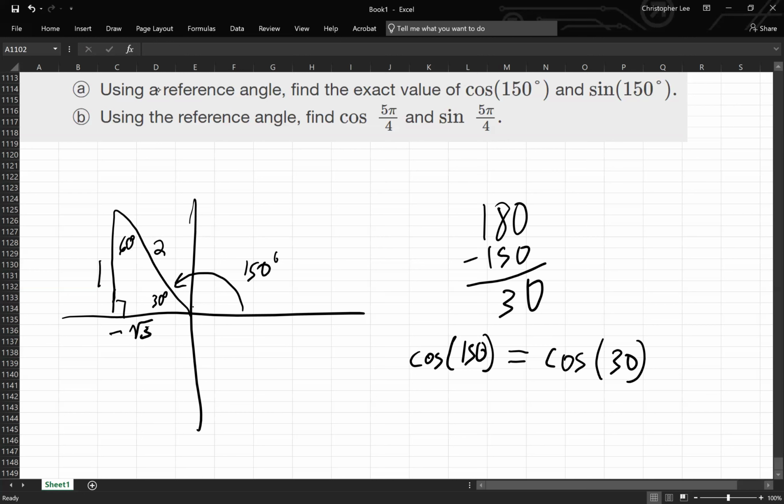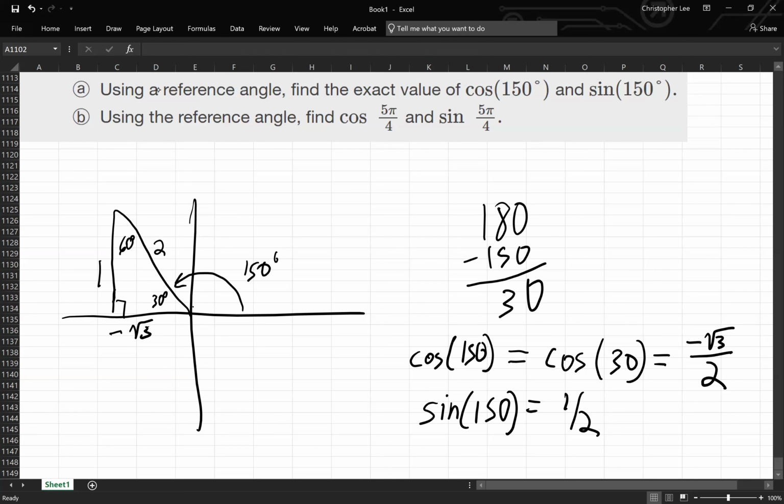Cosine of 30. So then it worked down the hall. Awesome. All right. So cosine we know is what? Adjacent over hypotenuse. So this would be negative square root 3 over 2. And that's it. Right? Sine. If I'm gonna do sine, sine is opposite over hypotenuse. Sine of 150, right? So sine is opposite over hypotenuse. This is just simply 1 over 2.